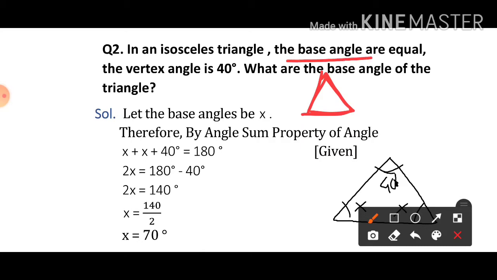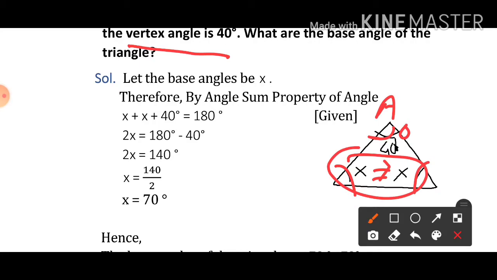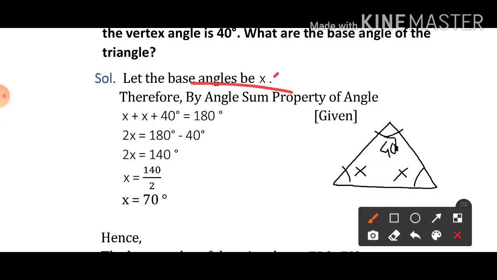But here base angles are given. A base means this part is known as the base. And how many angles are there? 3 angles. 1, 2, 3. So in an isosceles triangle, any 2 sides are equal or any 2 angles are equal. So here it is given that its base angles are equal. It means this angle and this one, both are equal. And the vertex angle is 40 degrees. It means this one angle is given as 40 degrees. So we have to find the value of x. So let the base angle be x degrees.